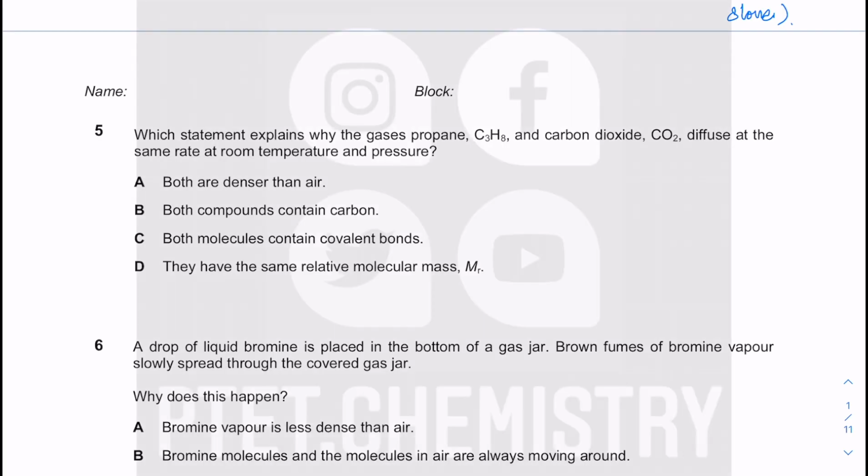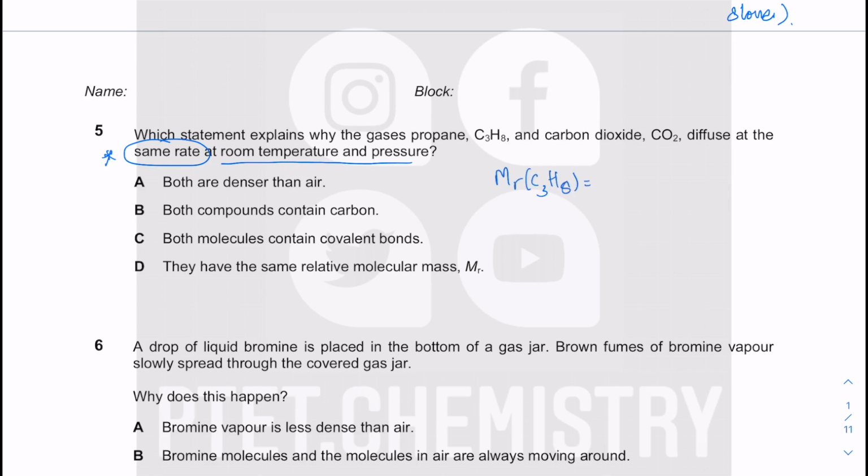Question 5. Which statement explains why the gases propane and carbon dioxide diffuse at the same rate? So they diffuse at the same rate at the same temperature and pressure. So temperature is one thing that can affect rate of diffusion, but we already know that temperature is the same for both here. So we need to look at the other factor, which is to do with relative molecular masses.